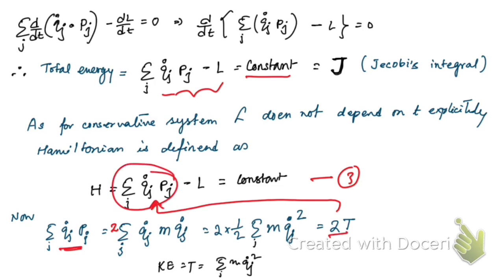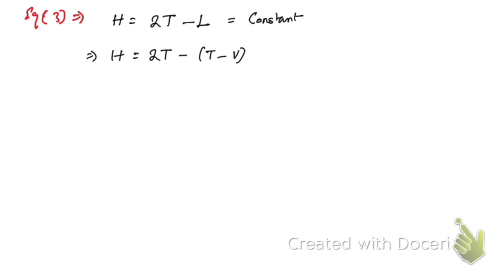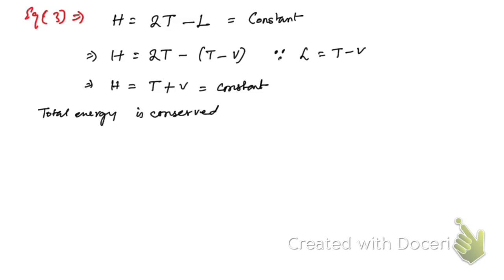Let us use this one here. We can replace this term by 2T, and doing so, let me go to the next slide. So equation 3 implies this after substitution. This is equal to constant, and let's put in the Lagrangian, which is T minus V. L is T minus V, and this implies T plus V, right? Which gives the total energy, kinetic energy plus potential energy. T plus V is the total energy, and we have already got that H is conserved, so constant. That's why total energy is conserved.